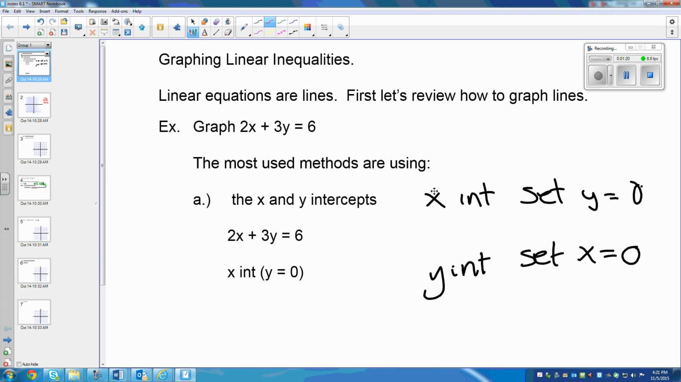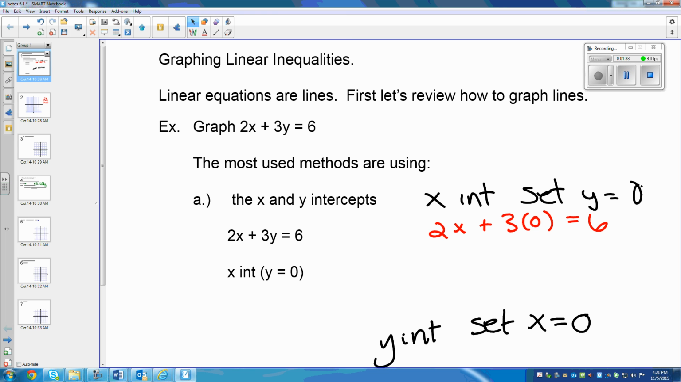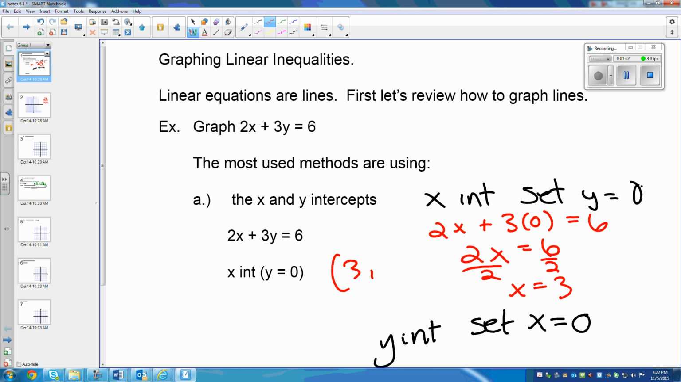So let's do this in our example here. 2x plus 3y equals 6. I'm going to do 2x plus 3y, but I'm going to put a 0 in for y, is equal to 6. In doing that, I get 2x is equal to 6. To get x alone, we divide by 2, so we get x equals 3. So when y is 0, x equals 3, so that point is (3, 0).